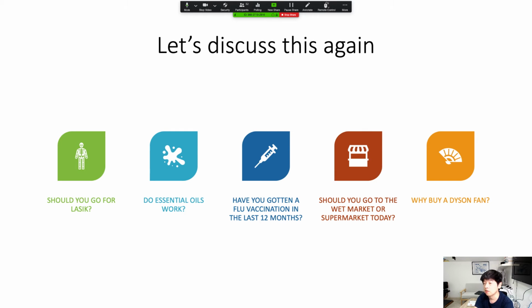Okay, because if there were any repercussions or symptoms or any downsides of LASIK, we would have known by now because the technology has been around for 20 to 30 years.